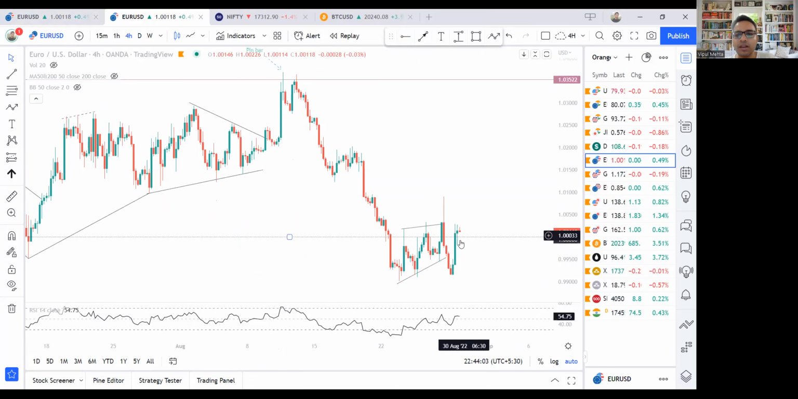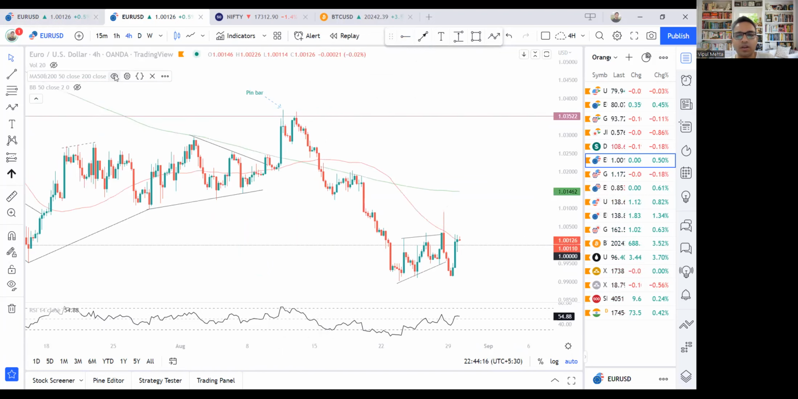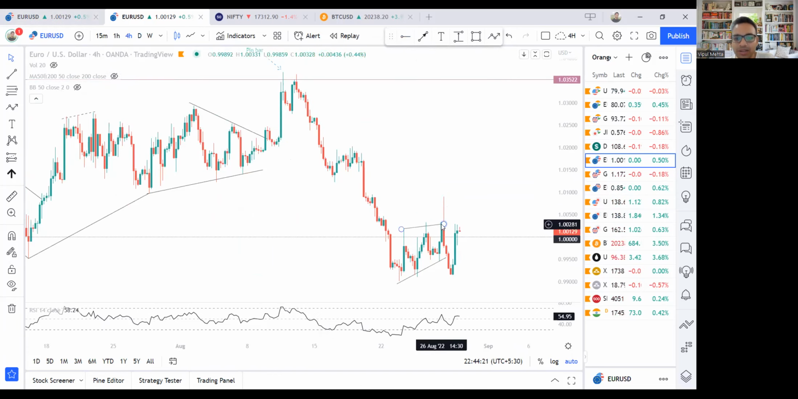Now, interestingly, if you look at this, there was a flag or a pennant and a sharp fall on Friday. This was basically the Jackson Hole symposium, and today there is a sharp rise. Now we are at a very interesting point, because if we are able to take these levels, this one is going to be a crucial zone.